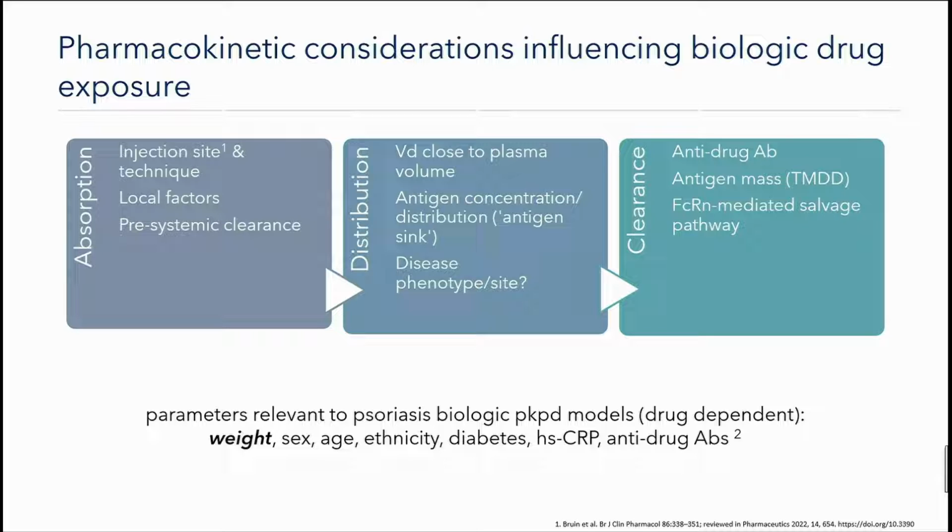In terms of distribution, disease activity may be important around this idea of antigen sink, and perhaps, and this has not been well investigated, disease phenotype and site. So if you look at drug development and pharmacokinetic investigation and modeling, there's relatively little done on the distribution of the drug. So it might be one of the reasons palmoplantar psoriasis is so challenging therapeutically as it may be to do with drug exposure at that site. There may be something specific about that. And then clearance, of course, we're all familiar with the ADA story, but again, antigen mass and disease activity may be important.